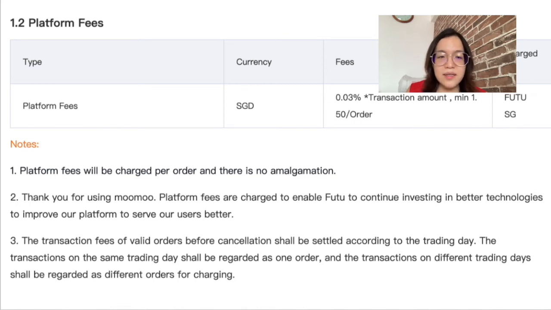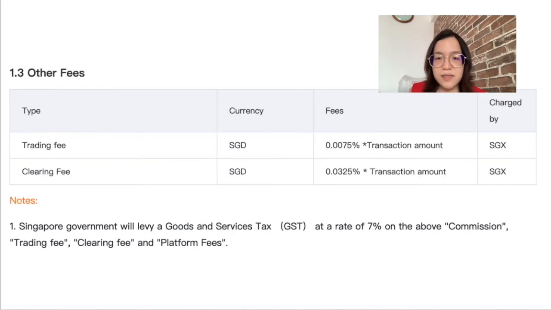Okay, and then the other fees, like your trading fee and clearing fee, as they mentioned, are actually charged by SGX. So thankfully, the sum is very, very low. It's like 0.0075%, which is less than 0.1%, which is great.